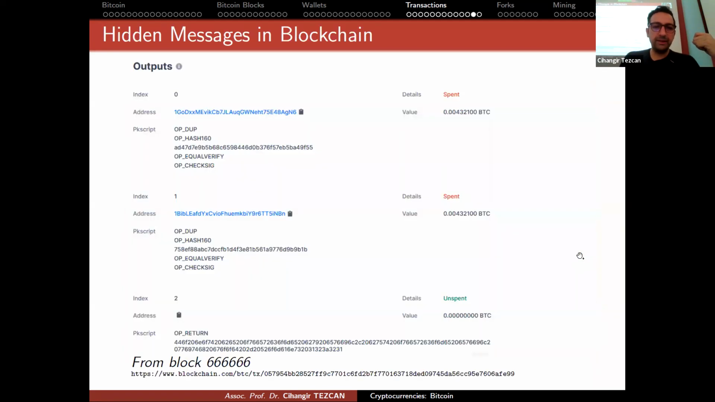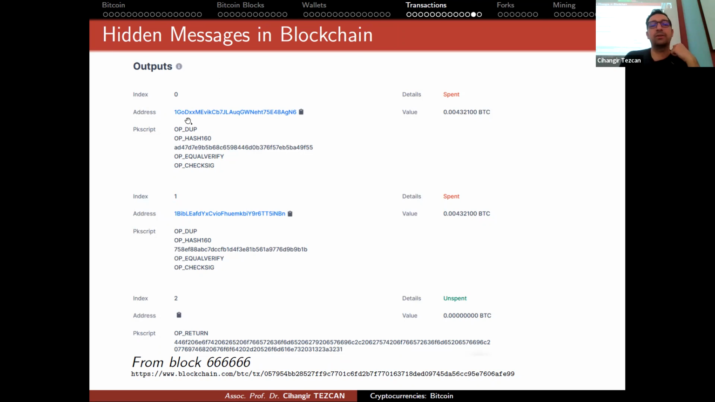So let me show you 2 pictures to finish this part. I actually mentioned this in the rogue part previously. So I said that you can actually hide messages in the blockchain, and there are many weird and bizarre messages written in the Bitcoin blockchain. And here is an example. We mentioned the block 666,666 because there were some vanity addresses like here.